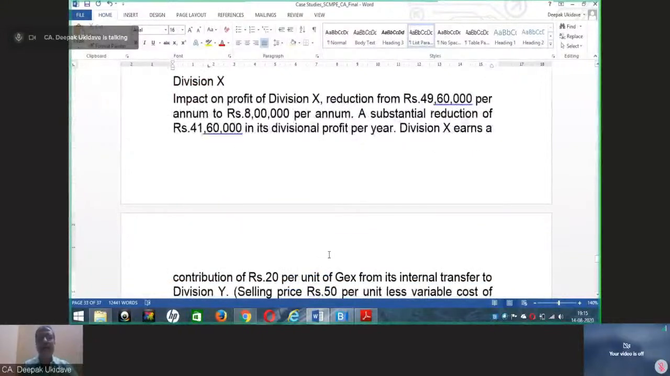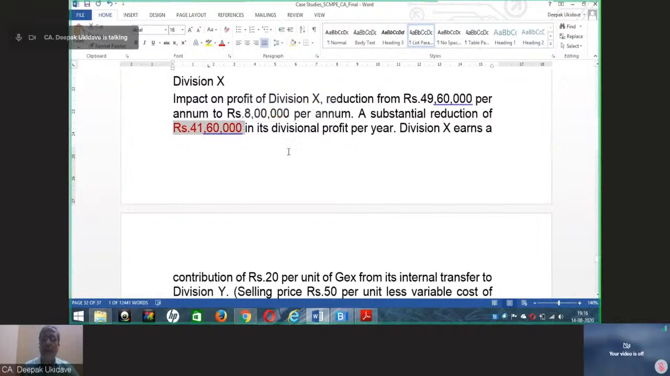Now look at it from division X's point of view. Division X profitability has reduced drastically from 49,60,000 in the current scenario to 8 lakh in the proposed scenario. Now there is a drastic reduction in profitability of division X, and probably that is why the company's profitability also has reduced. 49,60,000 was the existing scenario profit of division X, and now in the proposed scenario, profit of division X is 8 lakh. Substantial reduction, I must say, of 41,60,000, in the divisional profit of X.